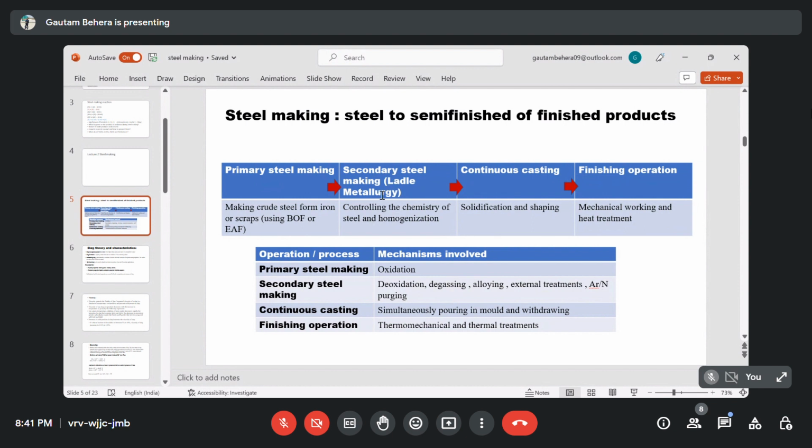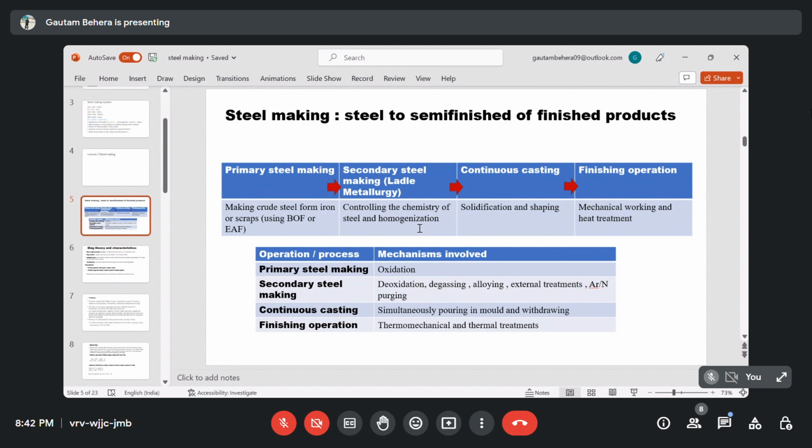Or homogenization. Homogenization, very good. Actually, what happens, if you are adding some alloying elements, then it may not be uniform. The alloying element should be everywhere inside the steel, right? So you need to purge argon and nitrogen. That argon and nitrogen are inert gases. They won't react at all.